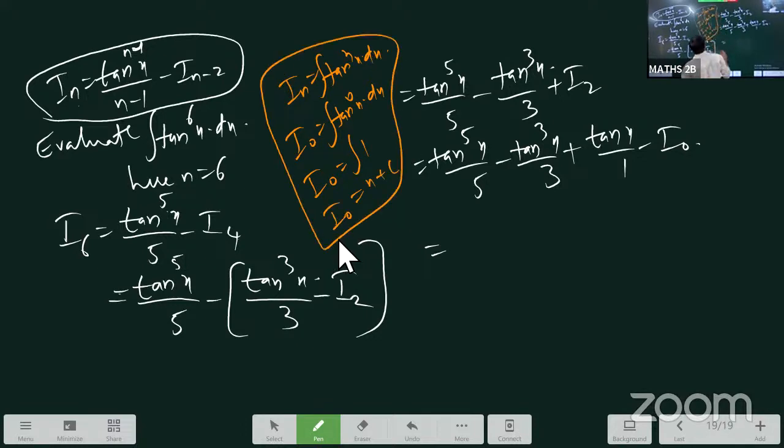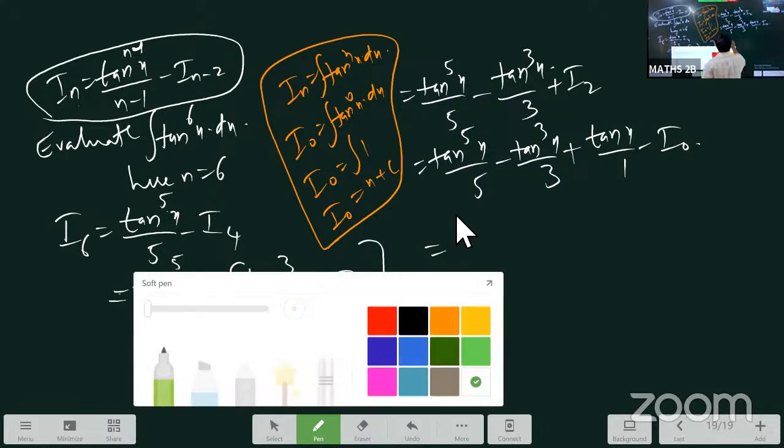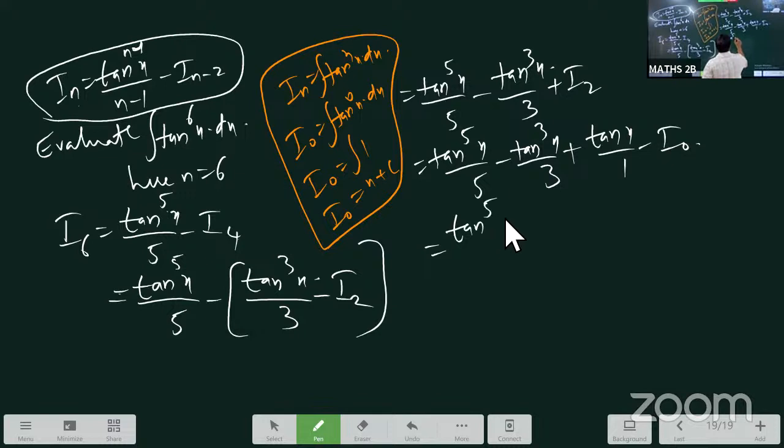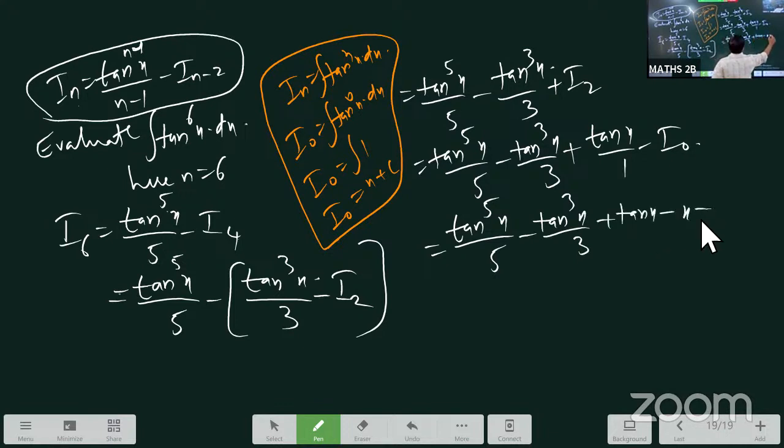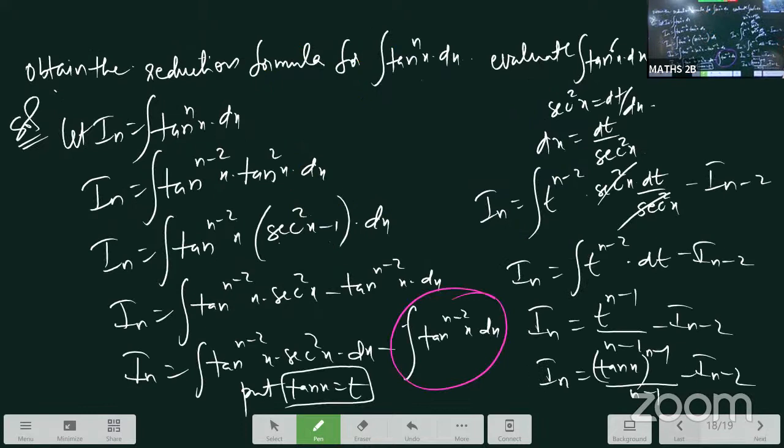So this part we are going to replace here. So that is tan power 5x by 5 minus tan cube x by 3 plus tan x minus of, that is minus x plus c. That is your reduction formula for tan x, and one problem has been attached to it. Once again, you can have a look.